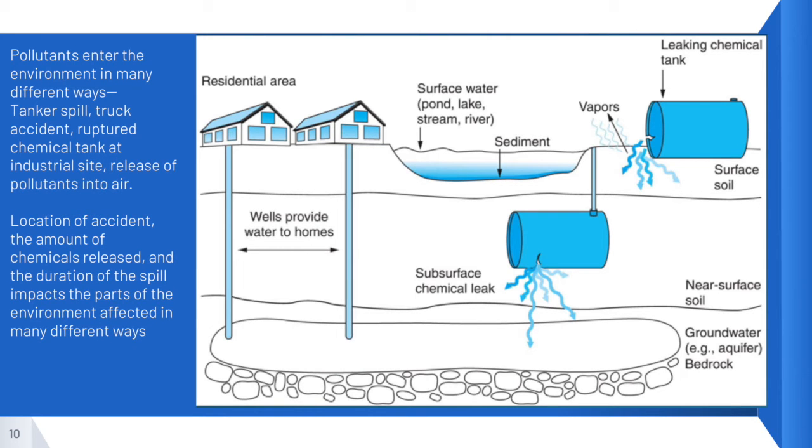Now, pollutants can enter the environment in many different ways. Tanker spills, truck accidents, a ruptured chemical tank at an industrial site might release pollutants into the air. And like I said, the different kinds of chemical pollutants require different kinds of bioremediation methods. But in addition, the location of the accident, the amount of chemicals released, and the duration of the spill can impact the environment in many different ways, and we must also consider those factors as well.